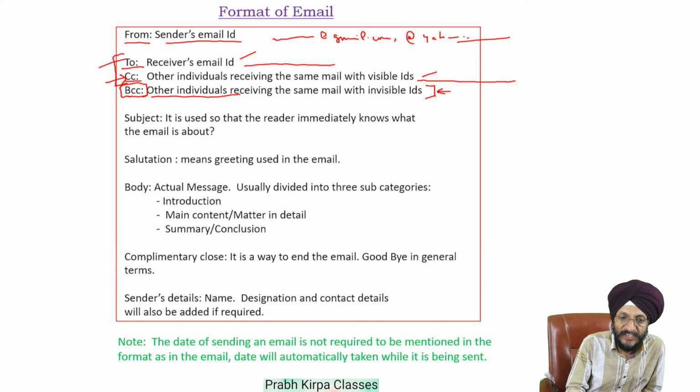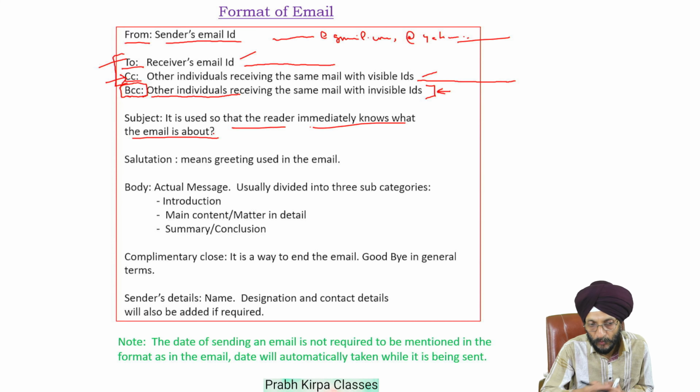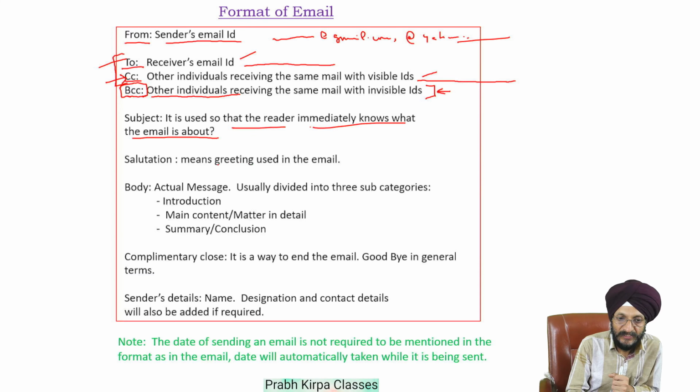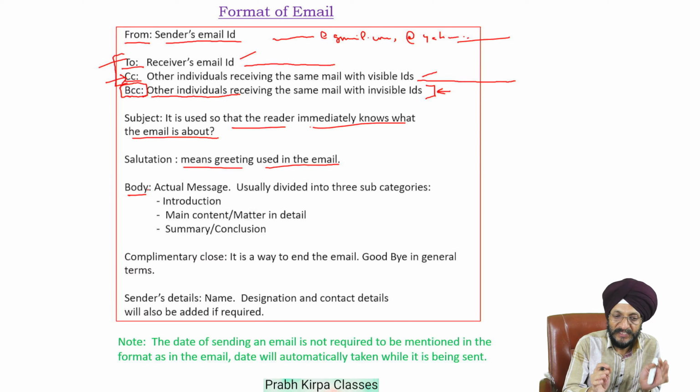Subject. It is used so that the reader immediately knows what the email is about. Salutation means the greeting used in the email. Body means the actual message, what you want to convey. Usually it is divided into 3 subcategories: introduction, main content, and summary.